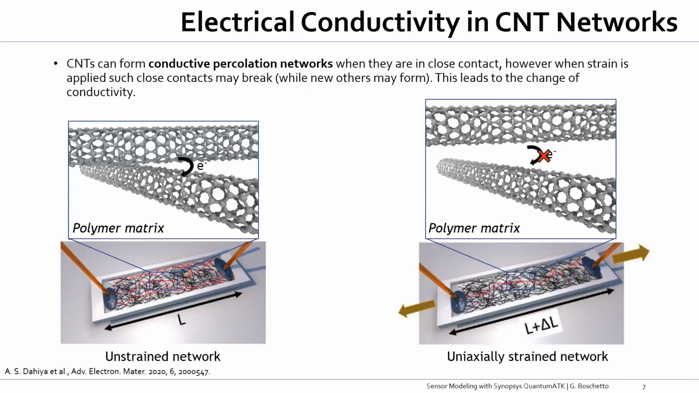So this stretch and relax, this formation and breaking of close contacts, leads to the variation of the network's, and thus the sensor's, conductivity.